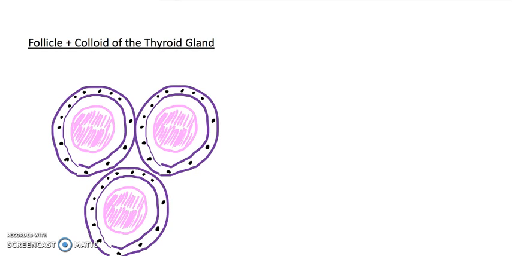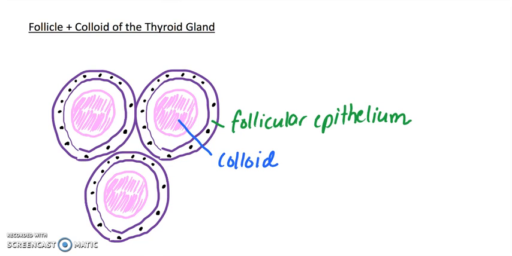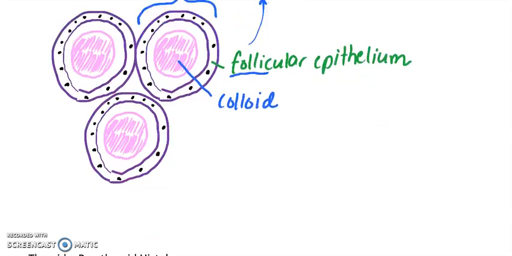So this epithelium here, let's first start with the inside. This tissue here, this substance, this is called the colloid. This is where the hormones are made. And this epithelium, we call this follicular epithelium. And then put these two together, so one complete set of colloid and follicular epithelium, we call this a follicle. So follicular epithelium covers the entire thing, which is a follicle.